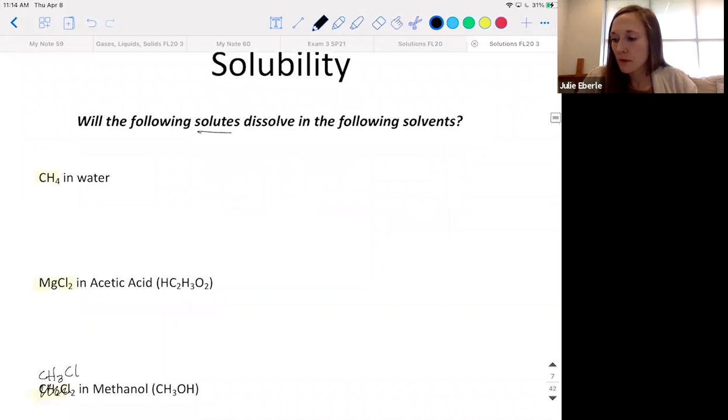All right, so will the following solutes dissolve in the following solvents? Look at the first one. You got CH4 and you got water. If it helps you, draw up the Lewis structure and then write out this is polar, this is nonpolar, this is ionic, whatever. Keegan says no. Is he right or is he wrong?